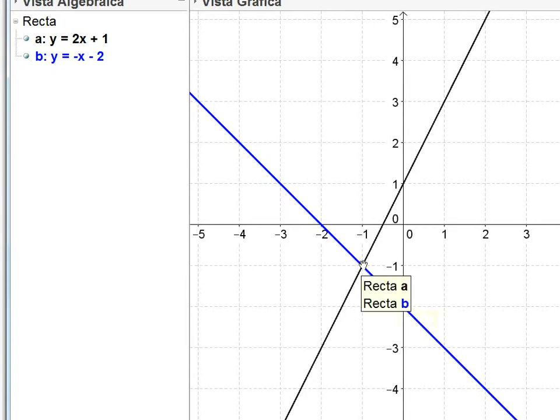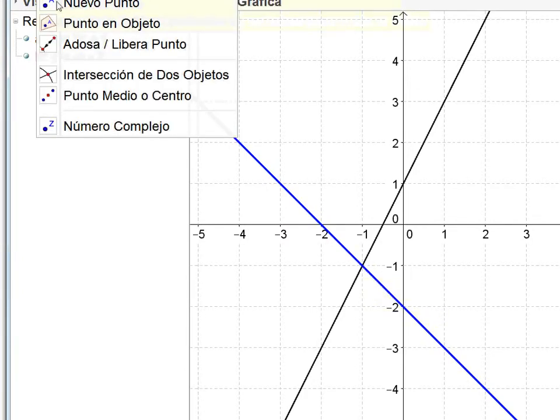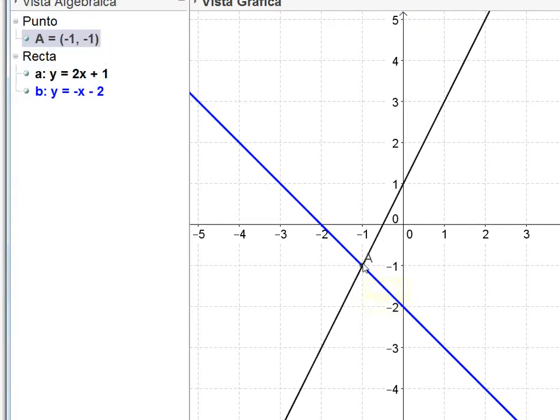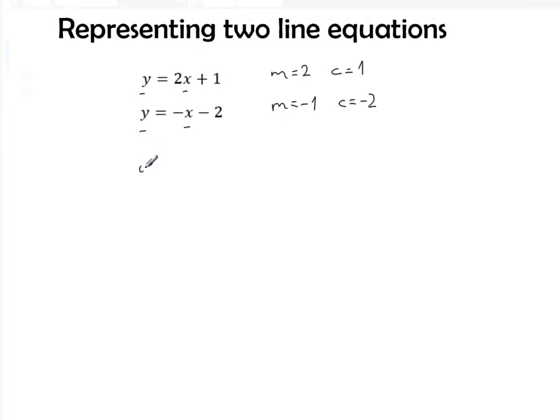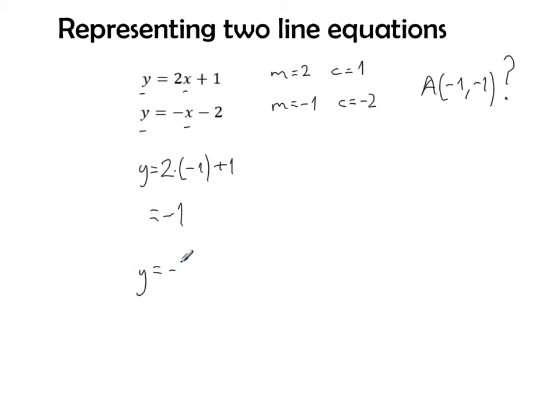Now obviously these two lines are crossing at a point. Let's find out what point that is. It's minus 1, minus 1. Now that means that both lines contain point minus 1, minus 1. So if you think about it, if I substitute in the first equation, putting x as minus 1, I'm going to get that y is equal to minus 1. And if I do it in the second equation, I'm also going to get minus 1. Both lines contain point minus 1, minus 1.